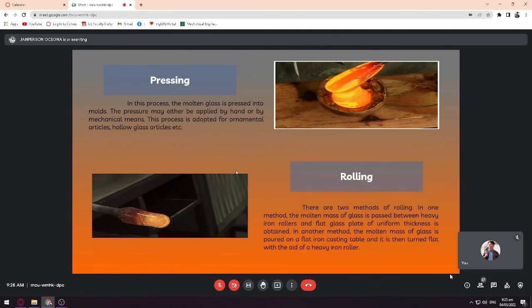Next is rolling. There are two methods of rolling. In one method, the molten mass of glass is passed between heavy iron rollers and a flat glass plate of uniform thickness is obtained. In another method, the molten mass of glass is poured on a flat iron casting table and it is then turned flat with the aid of a heavy iron roller.